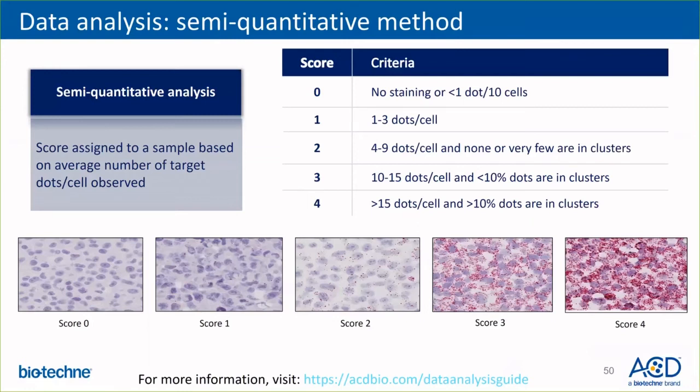RNAscope staining can be quantified by manually counting the number of dots per cell. It is also known as the semi-quantitative scoring method. With this method, a score of 0 to 4 is assigned based on the average number of dots per cell. For more quantitative approaches to the data analysis of RNAscope results, visit the link below where you can download a free guide describing the different methodologies available to quantify your results. If you have further questions, please contact technical support for recommendations.